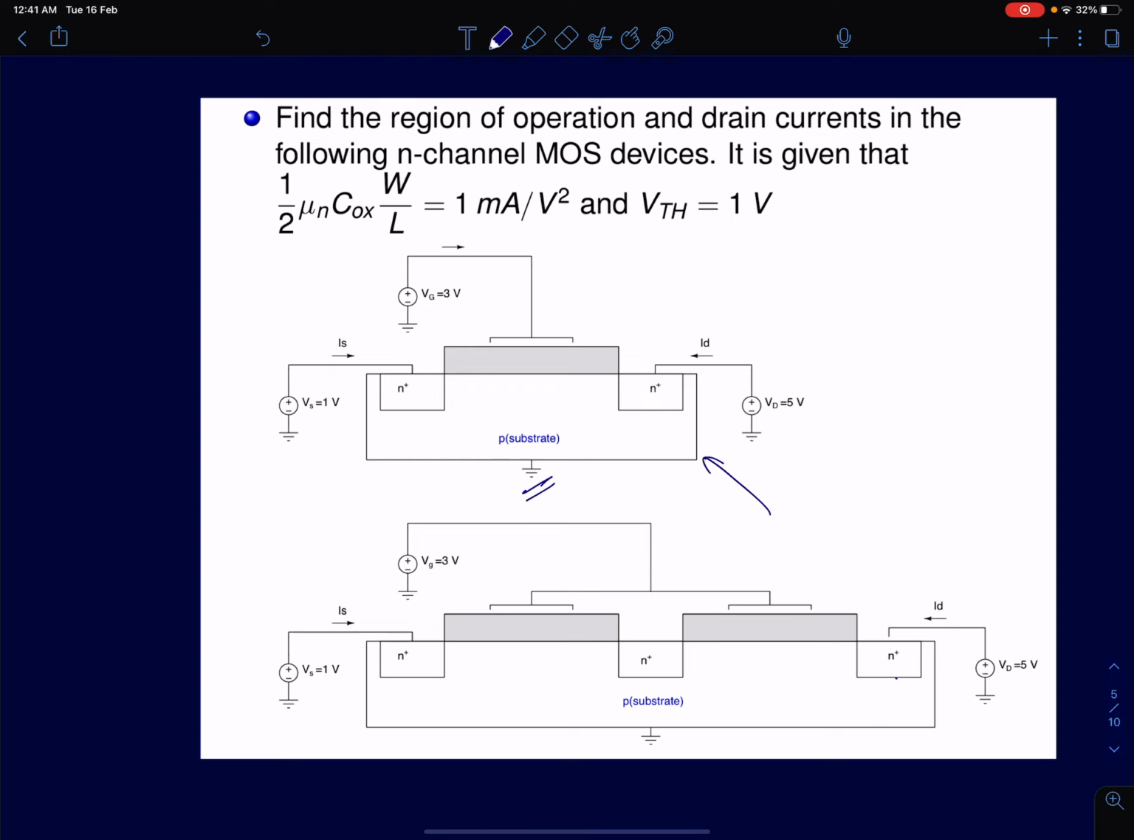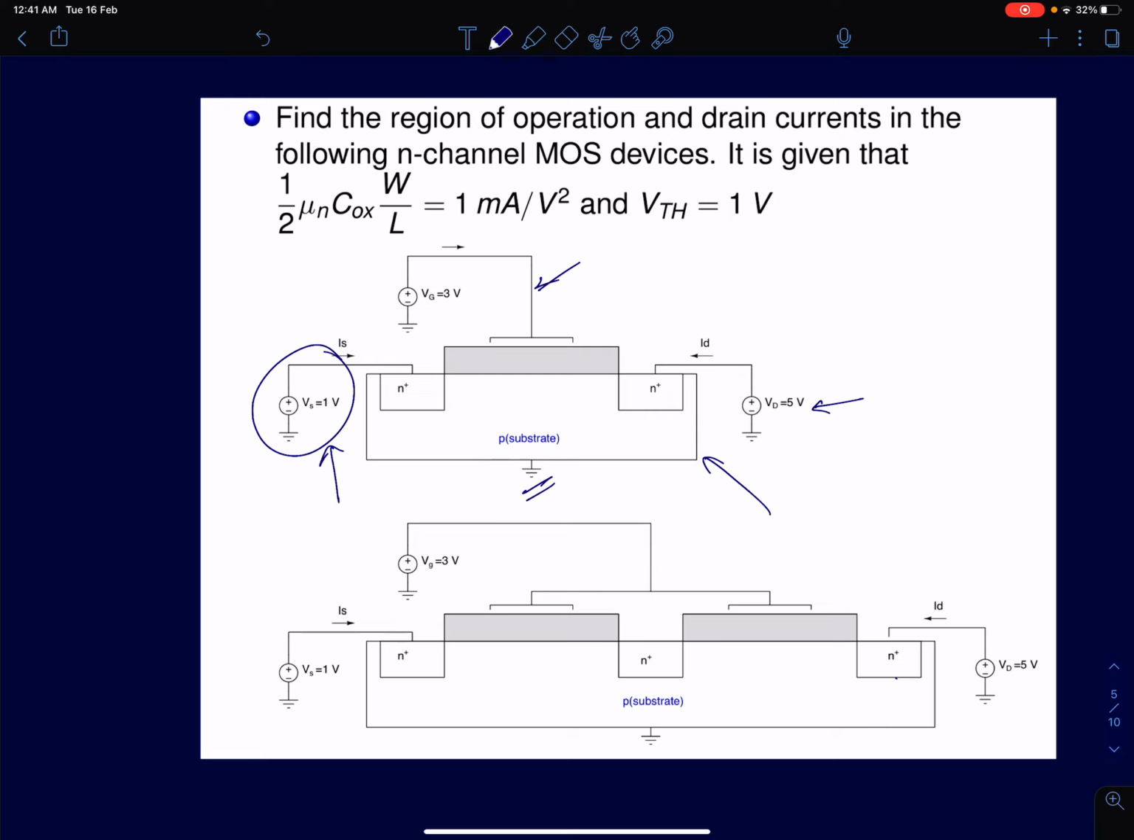Substrate is grounded, source is held at 1 volt, gate is held at 3 volts, drain is held at 5 volts. You're supposed to find the region of operation and the drain current in this MOS device. You can also ignore the VT modulation. For example, the source voltage is at a higher voltage than ground, which means VT will be slightly higher compared to what it would have been if the source was at 0 volts. So I'm ignoring body effect.